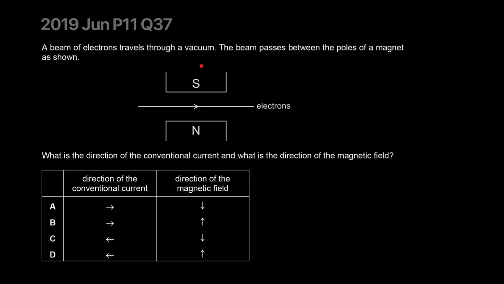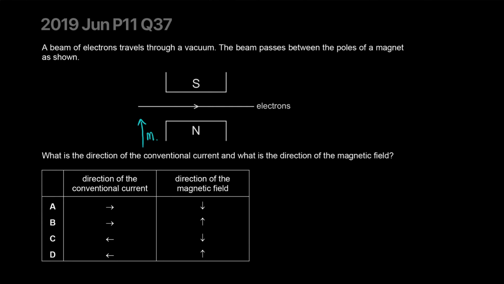A beam of electrons travels through a vacuum. The beam passes between the poles of a magnet as shown. So the direction of the magnetic field is upwards because it's north to south. That's the direction of the magnetic field. What is the direction of the conventional current, and what is the direction of the magnetic field?